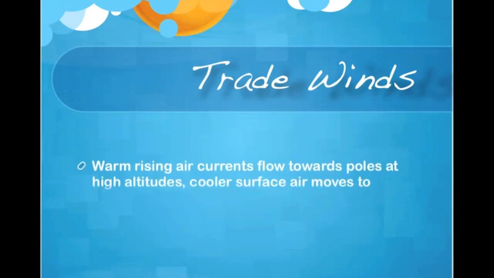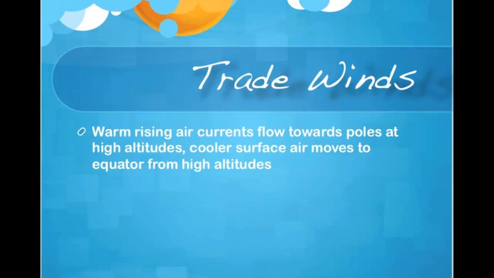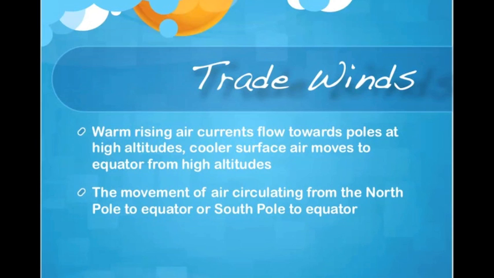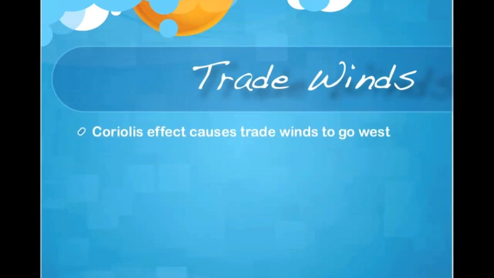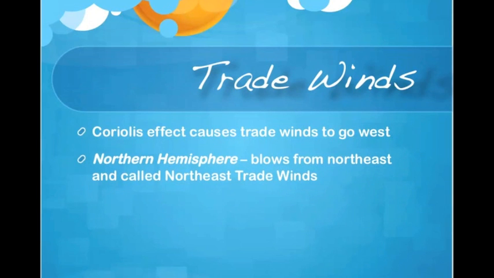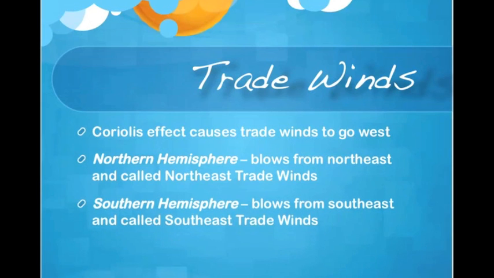Trade winds. This is described as warm rising air currents flowing towards poles at high altitudes, where air cools down and returns back to the surface. The air moves back to the equator and heats up once again. The air circulates from the North Pole to the equator or the South Pole to the equator. The Coriolis effect causes trade winds to go west. In the northern hemisphere, it blows from northeast and is therefore called northeast trade winds. In the southern hemisphere, it blows from southeast and is called southeast trade winds.